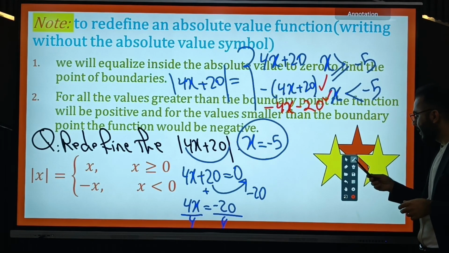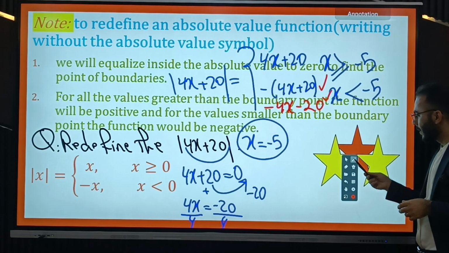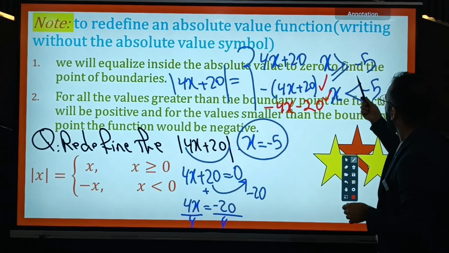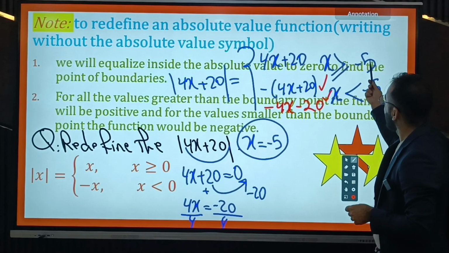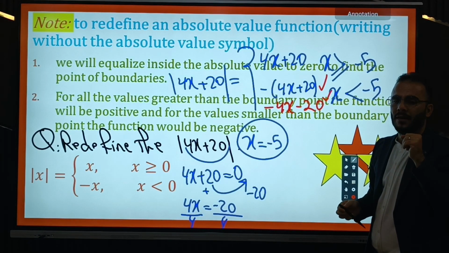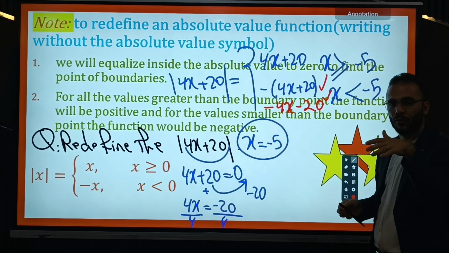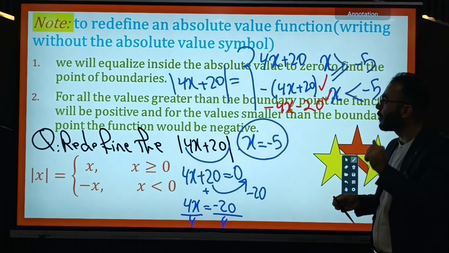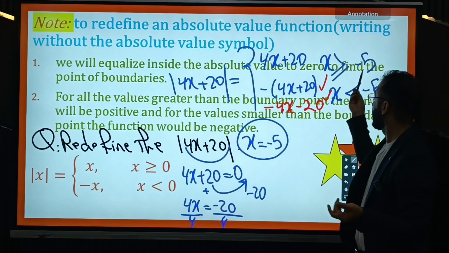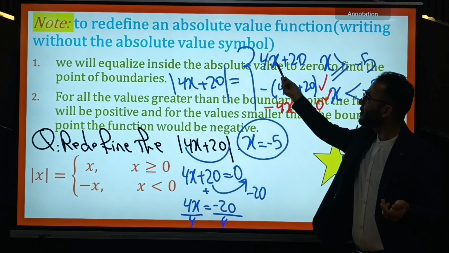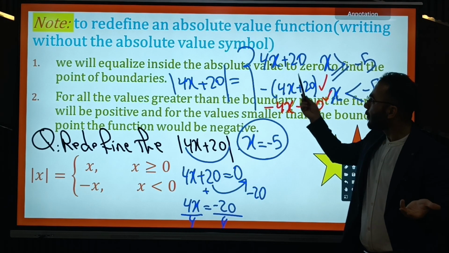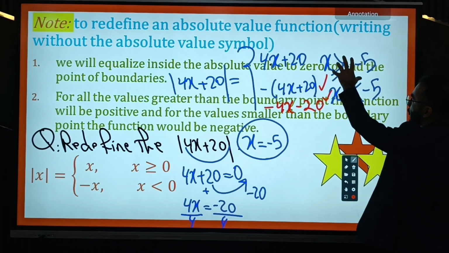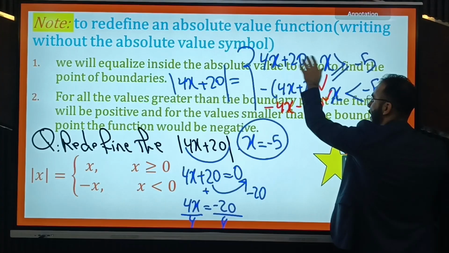So in order to check our job is correct or not, let's take some points. It says for x greater than negative 5. Tell me an x greater than negative 5. Excellent. So negative 4, negative 3, negative 2, negative 1, 0, 1, 2, any number. So let's say 0. 0 is greater than negative 5. So 4 times 0, of course 0, plus 20, positive 20. So the result is positive. You see, for values greater than negative 5, you got a positive result.